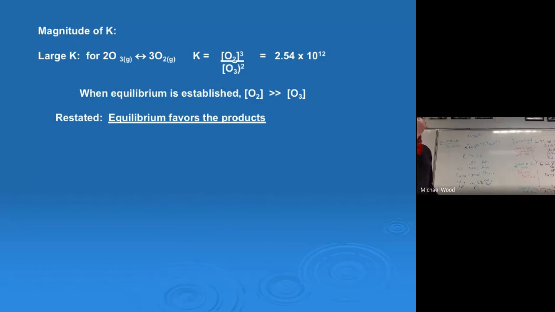Large number. But in this case, because K is large, the product value, the O2, is greater than the O2, or the O3, the reactant. So equilibrium favors the products.